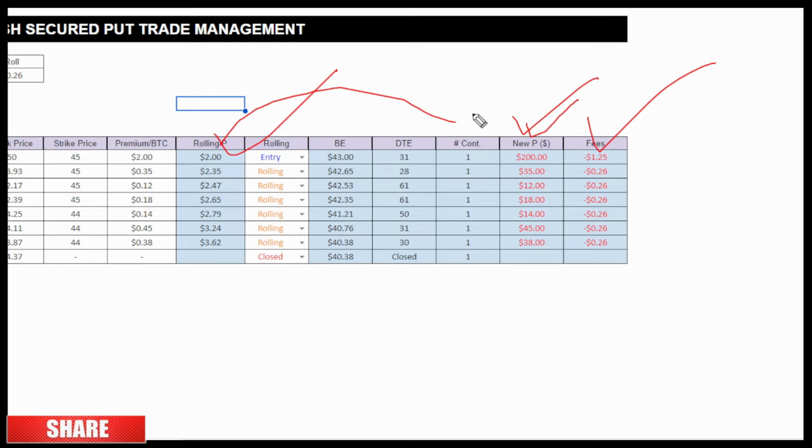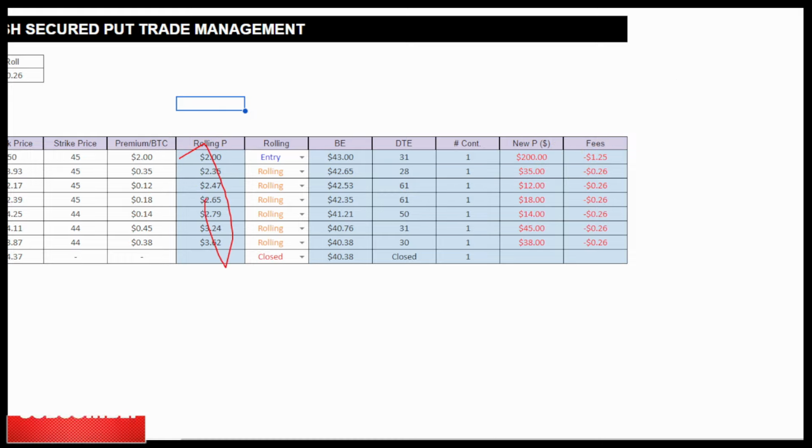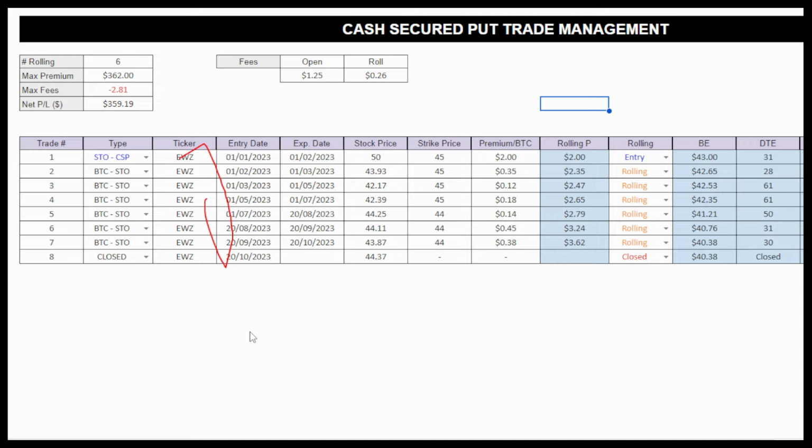$2 multiplied by our multiplier of 100, you made $200. Here we made 35 cents, $35, $12, 18 cents, $18, 14 cents, $14, and so on. And here is the accumulation of the whole premium. Very, very simple. Of course, if you guys find any kind of typo or mistake, whatever you want to call it, you let me know, you can fix it there.